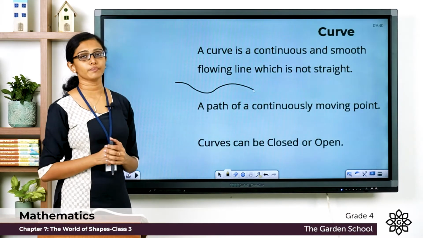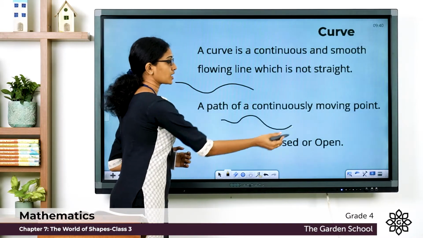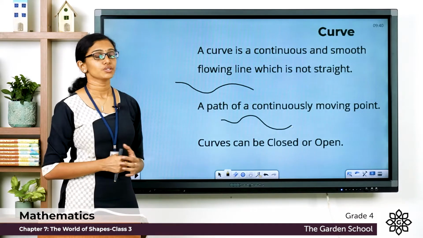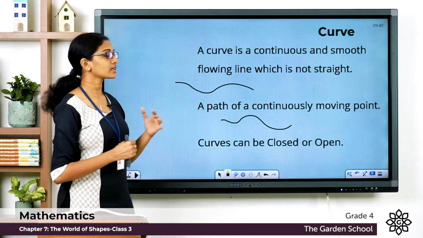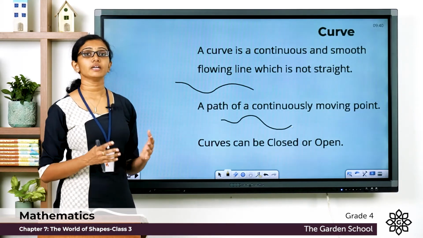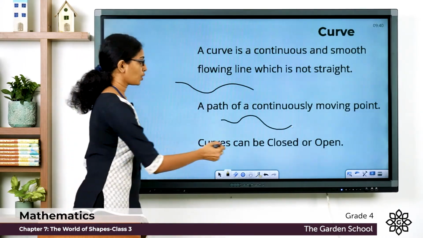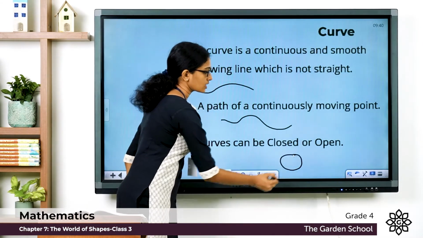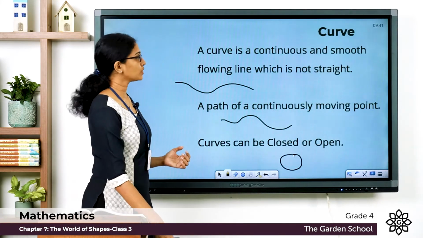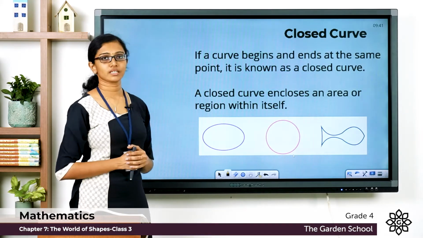See, if we have a moving point, say this is a point, and if it is moving continuously, changing directions, you get a path which is a continuous and smooth flowing line. So, a curve can also be defined as the path of a continuously moving point. And a curve can be a closed curve or an open curve. These are open curves. What if I draw a curve like this? It started and ended at the same point. So, such a curve, in which it begins and ends at the same point, is called a closed curve.